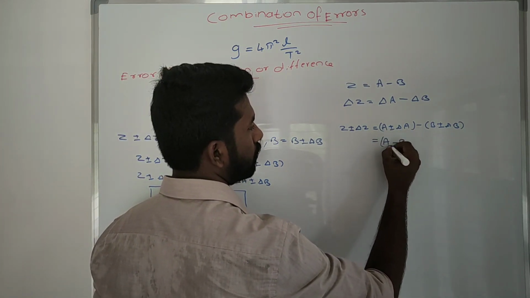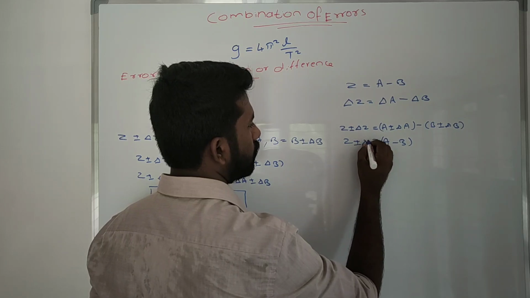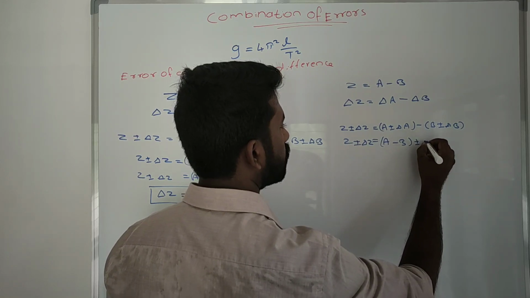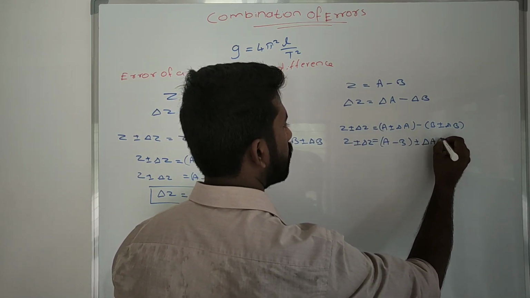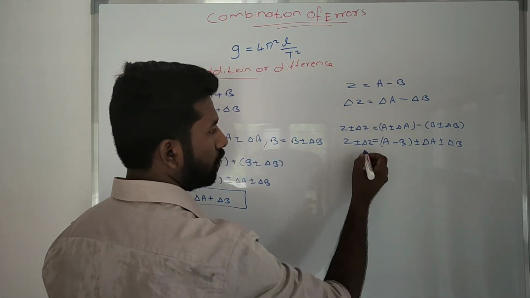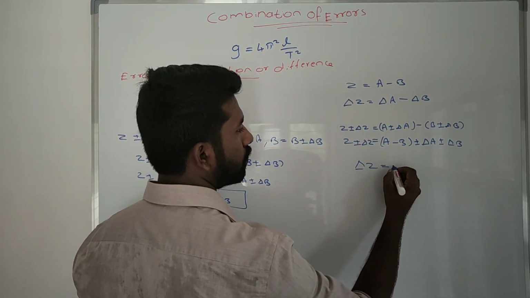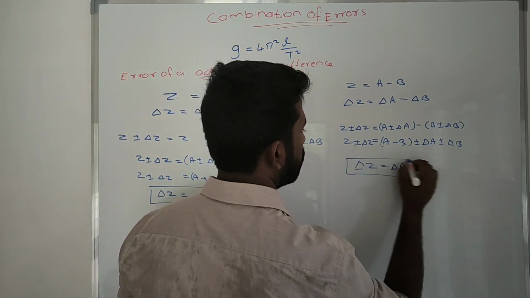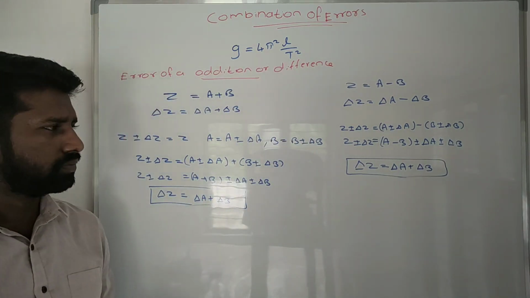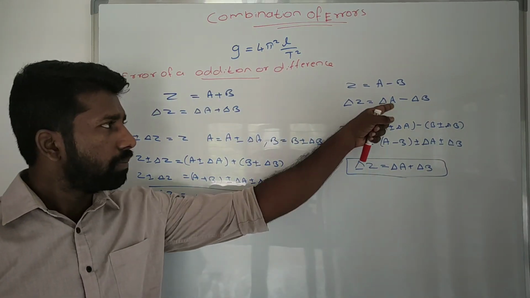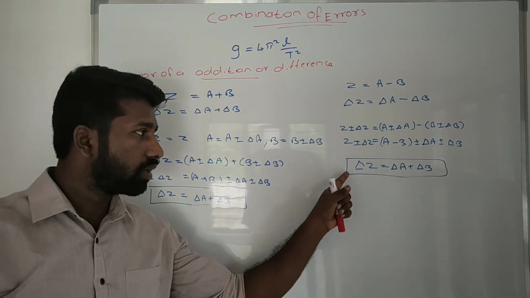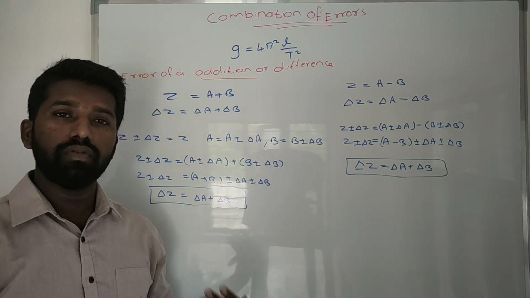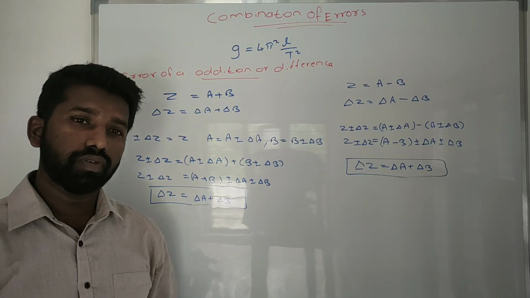Then what you get? A minus B. From this, if you multiply the minus through, you get A minus B, plus or minus delta A plus or minus delta B itself. We need this, so delta Z is equal to delta A plus delta B. So from this, if the mathematical operation is a difference, the error is still added. Once an error has occurred, it is always added. It will not be a difference.